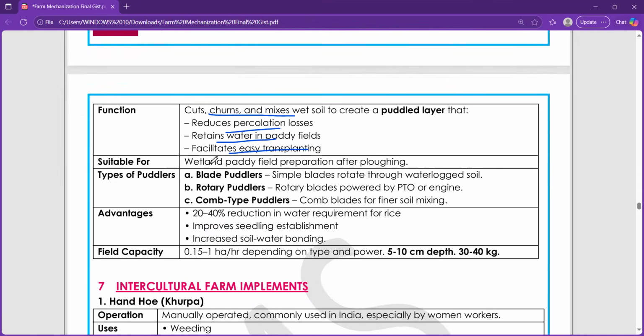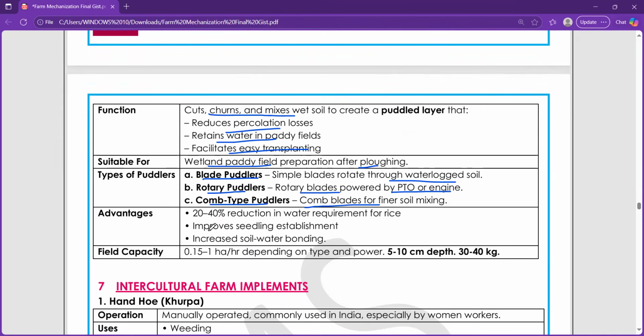It is suitable for wetland paddy field preparation and after plowing. There are different types of puddlers, like blade puddlers, rotary puddlers, and comb type puddlers. These puddlers have different functions. Blade puddlers have simple blades which rotate through waterlogged soil. The rotary puddlers rotate blades powered by the PTO engine. The comb type puddlers use comb blades for finer soil mixing.